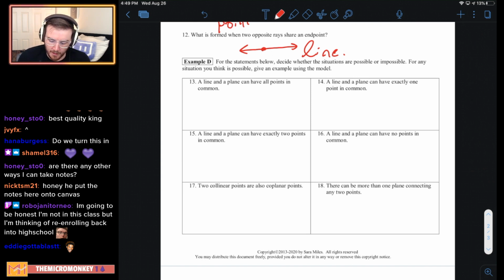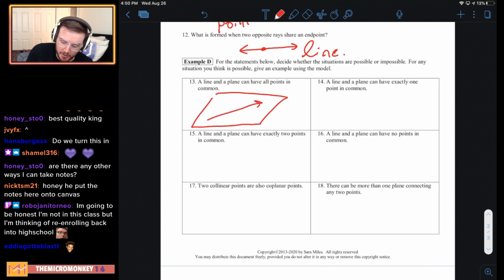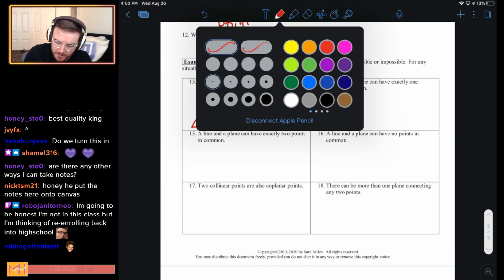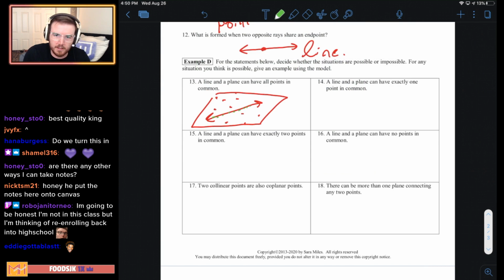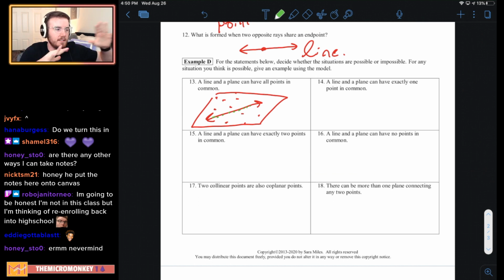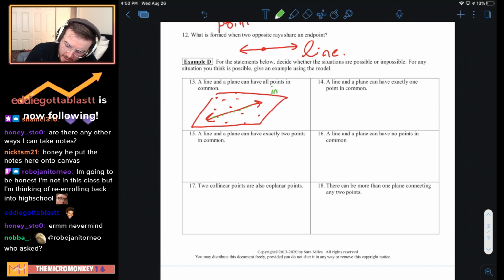All right, here we go. A line and a plane can all have points in common. A line and a plane can have all points in common. The best way to think of these is, can you think of a situation? Here's a plane, and here's a line on that plane. The plane clearly has way more points on it than the line, right? There are only a few points, in quotes, on the line, but there are so many other ones on the plane. So this is impossible.